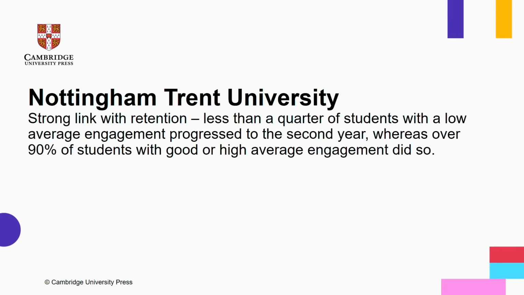So Nottingham Trent found a strong link with retention, whether students drop out or stay at the university. Less than a quarter of the students with a low average engagement progressed to the second year, whereas over 90% of students with good or high average engagement did so. Same question. You're the head of the school or whatever. Somebody comes to you with this information. What would you do? How would you change your practice?